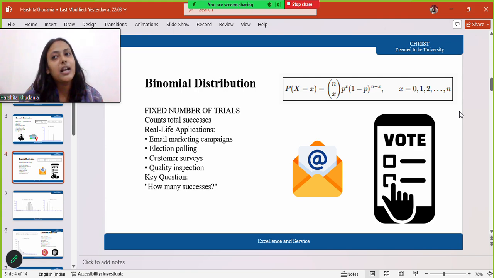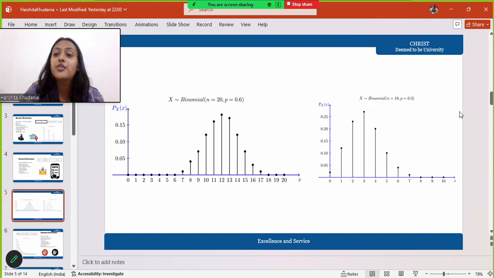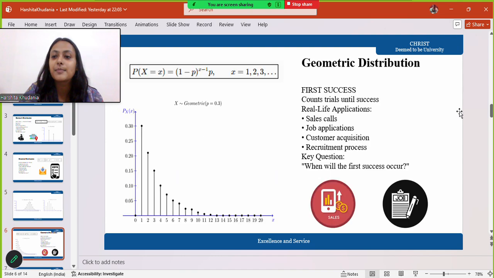For example, a company can estimate how many customers respond to 100 promotional emails. It is appropriate because the number of emails is fixed and each response is either a success or a failure. The graph shows that increasing the probability of success shifts the distribution towards higher numbers of successes.